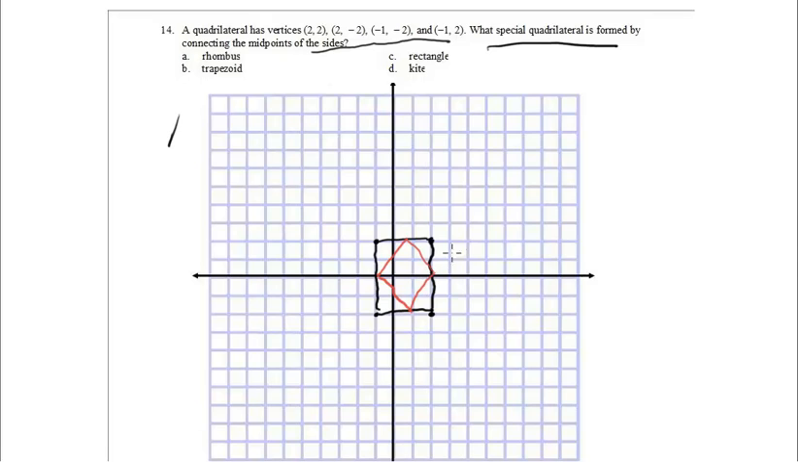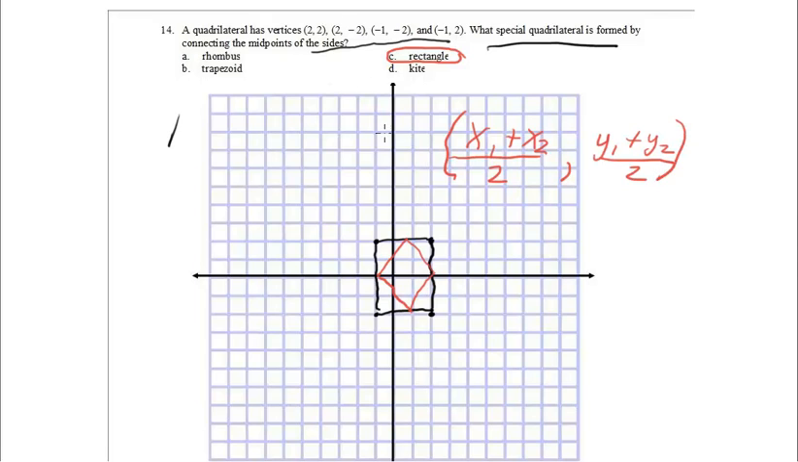So what special quadrilateral is formed? Well, that'd be a rectangle in this example. And I find it useful to use graphing paper because if they're really nice and clean like this, I don't have to go through the midpoint formula for each of these points, which you could do because we know the midpoint formula just tells us that it's x1 plus x2 divided by 2, and that gives us our midpoint for the x coordinate, and then y1 plus y2 divided by 2. That gives us our y coordinate.